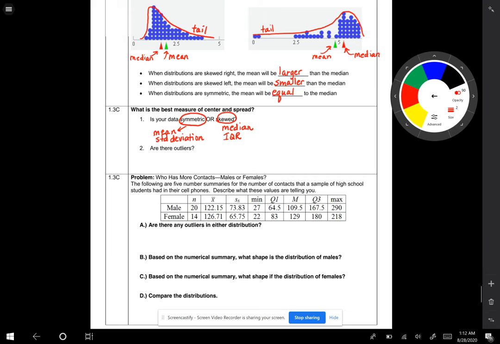And what if there are outliers? Well, if there are outliers, we are going to use the median and the interquartile range. The reason we want to use those is because they are resistant to outliers. If we have a really large or really small value, because the IQR is the 50% in the box, it's not going to be affected by extreme values. Same with the median.